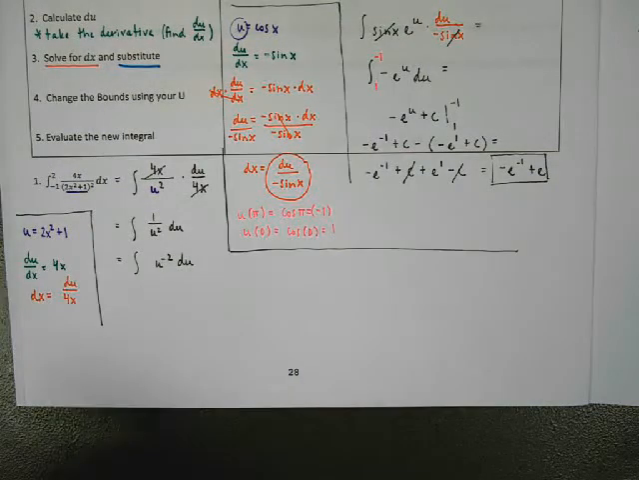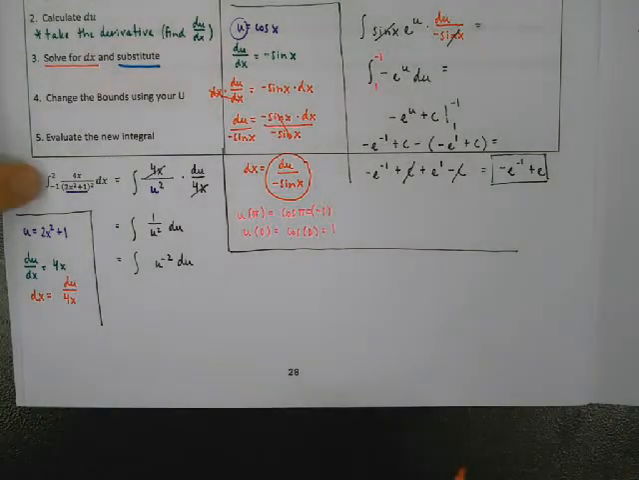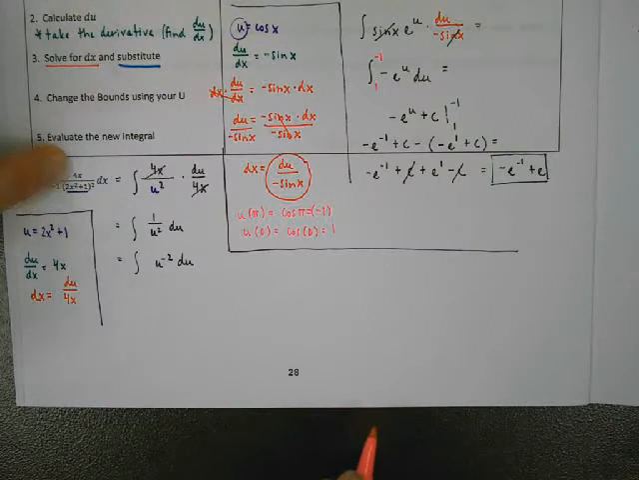So now we're going to address the bounds here. Again, I need to change this. These were my bounds when my function was in terms of x. Now we're going to do it in terms of u.